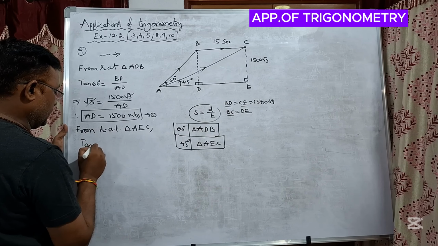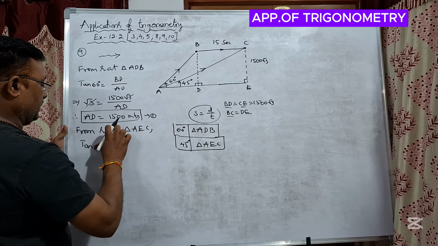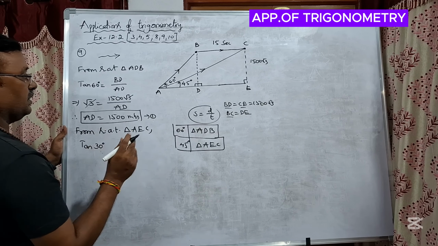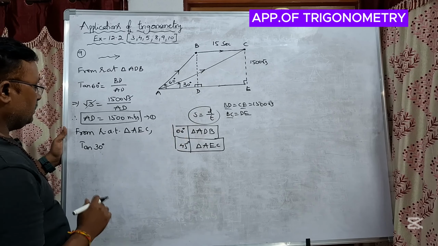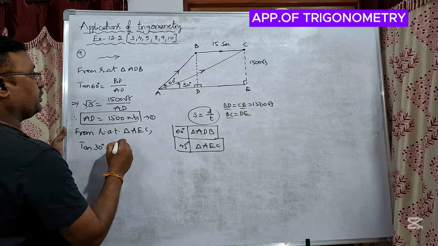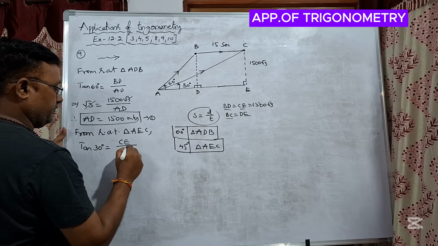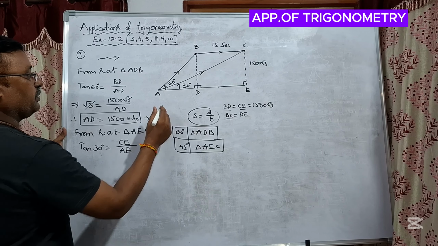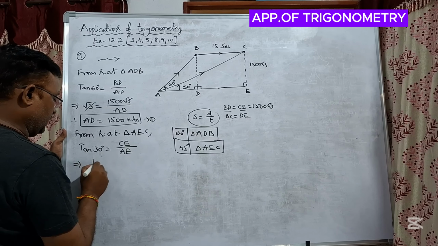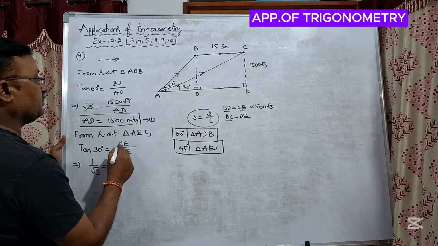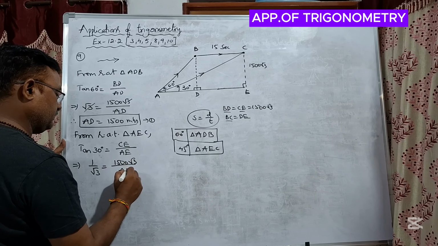For that I am taking tan 45 degrees. Sorry, tan 30 degrees. Wrong entry, Nana. Here this angle is 30 degrees. So tan 30 is equal to opposite side CE by adjacent side, the total length AE. This implies tan 30 means 1 by root 3 is equal to CE value 1500 root 3 by AE.